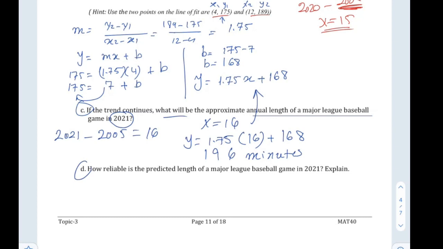Now, part D, how reliable is the predicted length of a Major League Baseball game in 2021? How reliable means, can we rely on it, can we depend on it, can we trust this result?